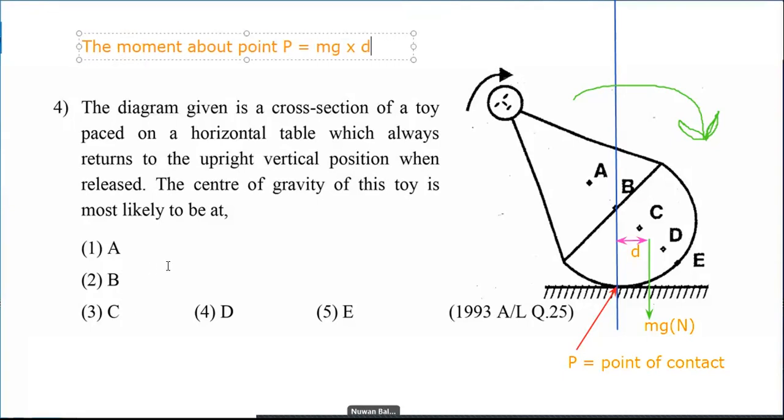First of all, you write the heading, this is a 1993 question. So please write: 1993 AL question Q25. Draw this figure exactly like this, mark all the things, and write moment about the point P equals mg times d, force into perpendicular distance. Start.